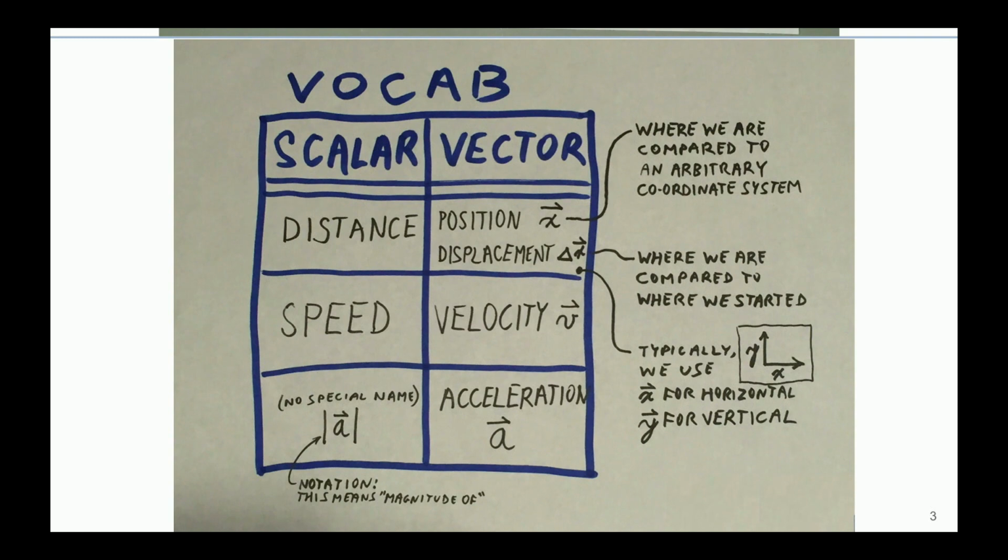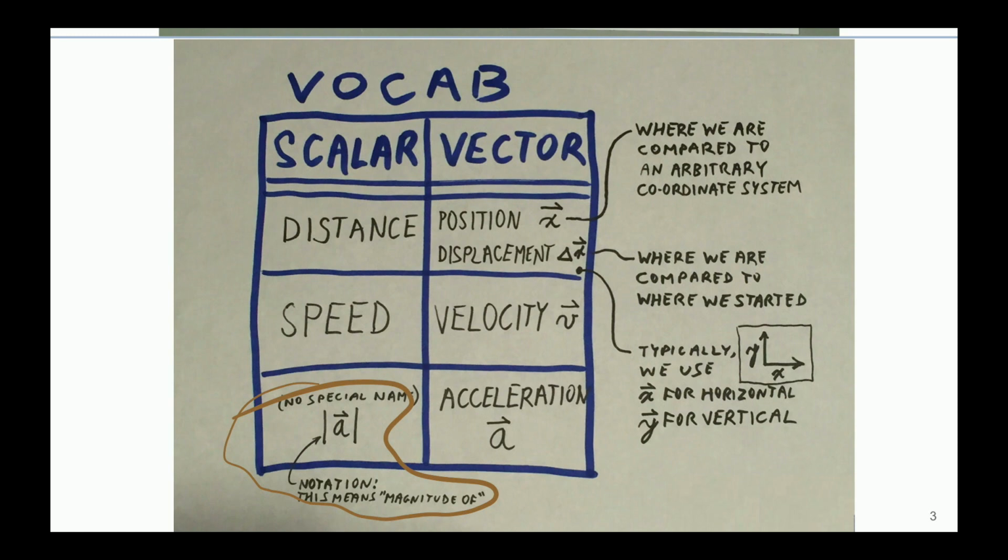Okay, so in terms of our vocabulary, we know what a scalar and a vector are. We know that examples of scalars are distance and speed. Examples of vectors are position, displacement, and velocity. And even acceleration is a vector. I looked around. I don't think there's a special name for acceleration as a scalar, but I guess if you put the magnitude signs on that, you could say that's the magnitude of acceleration, and we don't have a special word for it like we do for speed.